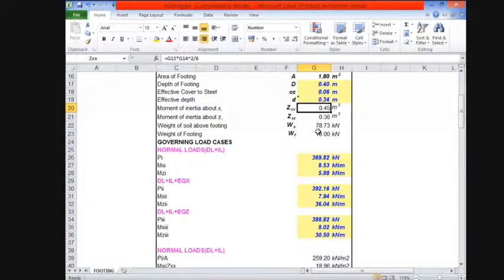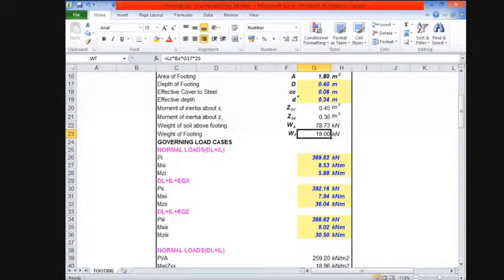Then after that, you have to calculate the weight of the soil above the footing. Normally above the footing, the backfill soil will be there because you are excavating some portion, so again you are going to backfill. That load also is going to act over that footing, so you have to consider that load when you are designing your foundation, whether it is isolated or whatever type of foundation you consider.